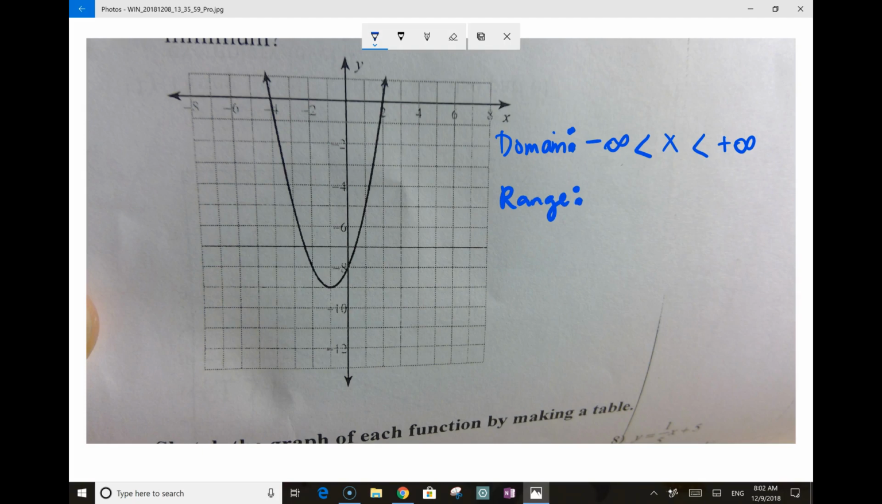The range goes from the lowest to the highest place on the graph. The lowest place on this graph is -9. It's right here, -9. So I'm going to put that here. The highest place, however, has no highest place. The reason, again, is because this graph is being shown to go toward infinity. It's going to go higher and higher and higher without any limits.